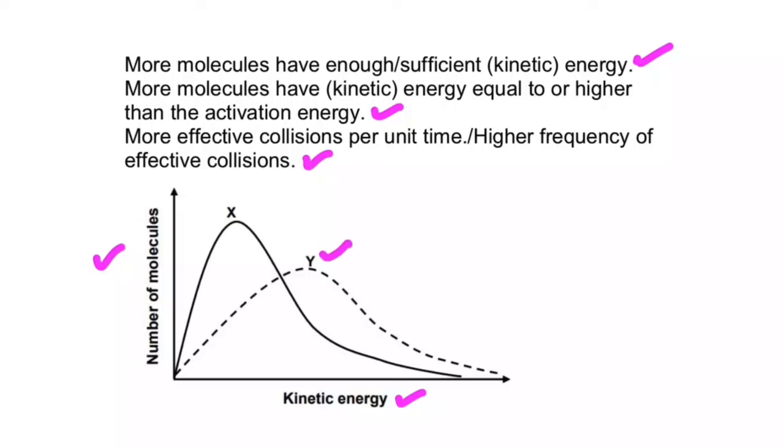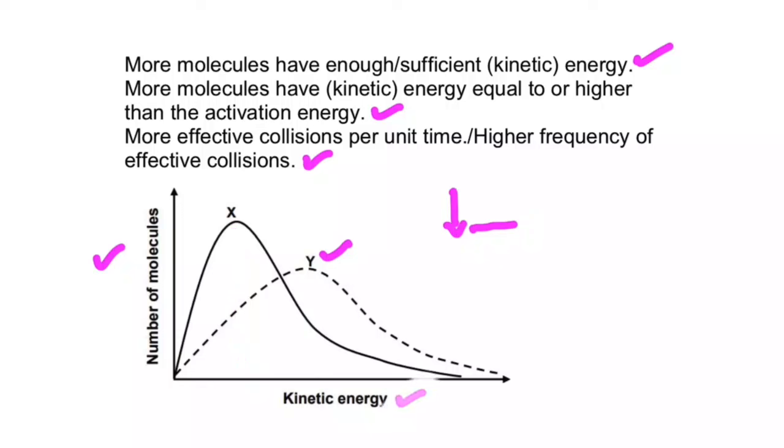We get that line that is represented by y. How does the line represented by y differ from the line written x? In y, the peak of the graph goes down, right, as you can clearly see, and then it shifts to the right. Most particles had low kinetic energy, but when we increase the temperature, you can see that most particles have more kinetic energy. So let's say, for instance, the activation energy for this reaction was somewhere here.